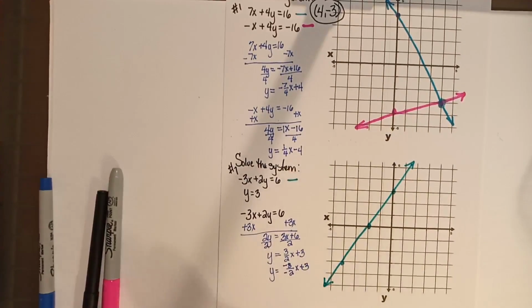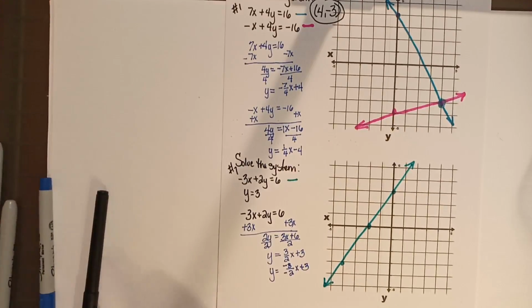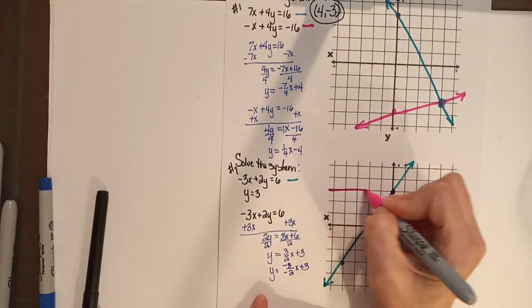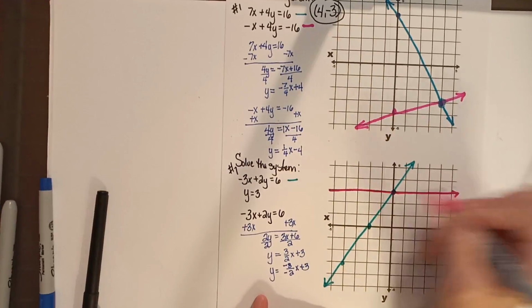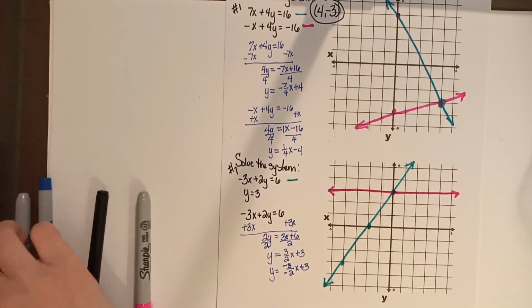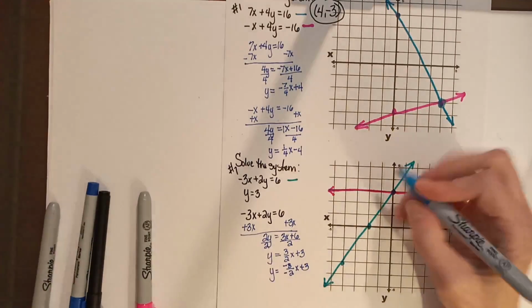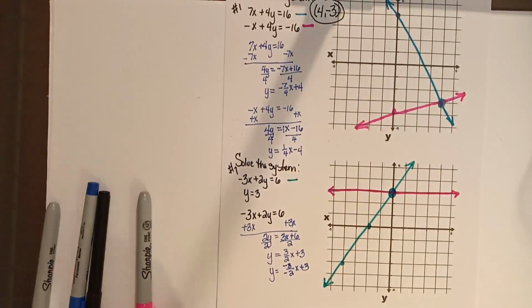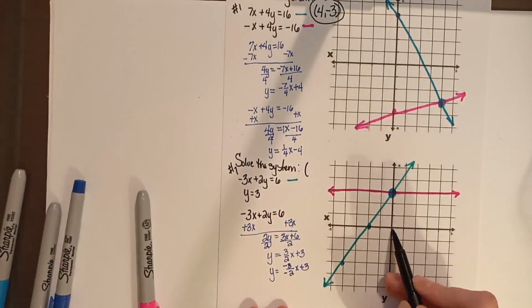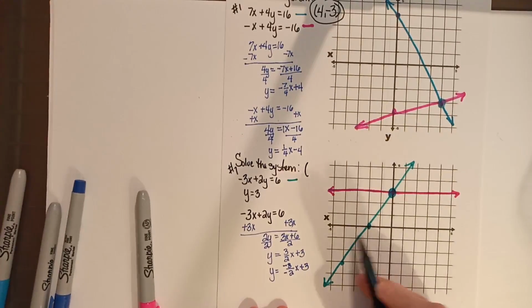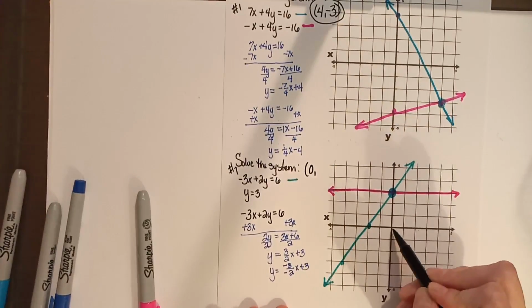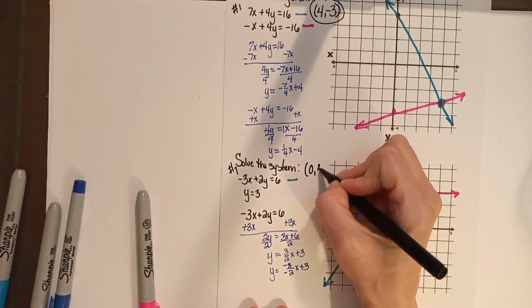Okay, now I'm going to do the y equals 3. Remember, that is just a horizontal line through the number y equals 3. And we can pretty easily see where this intersects right here. And that is an ordered pair. 0, because I haven't gone left or right in any direction. So that is (0, positive 3).